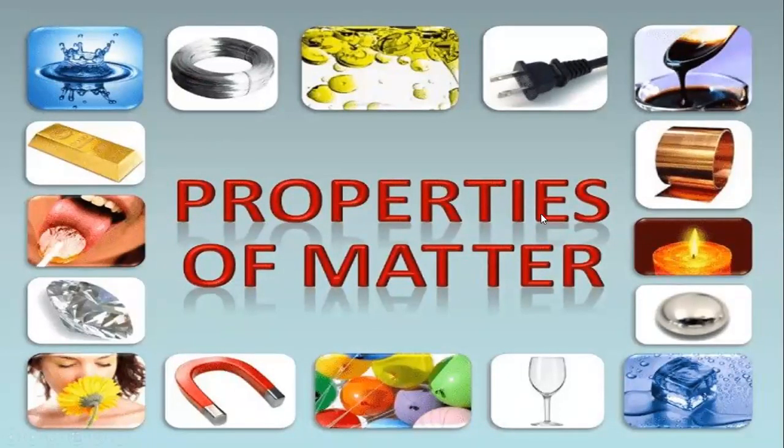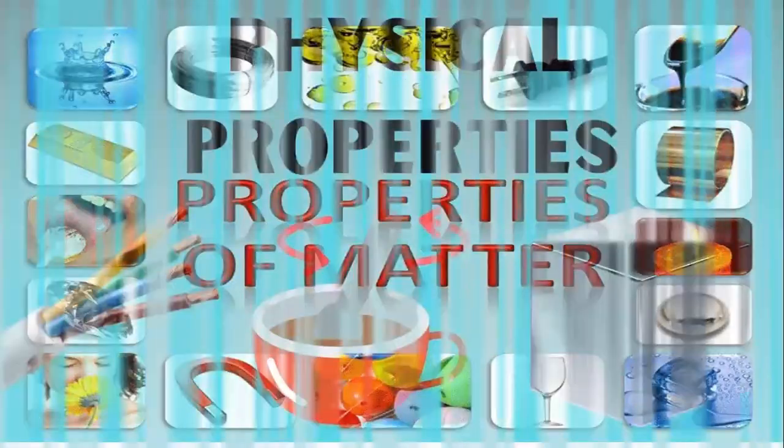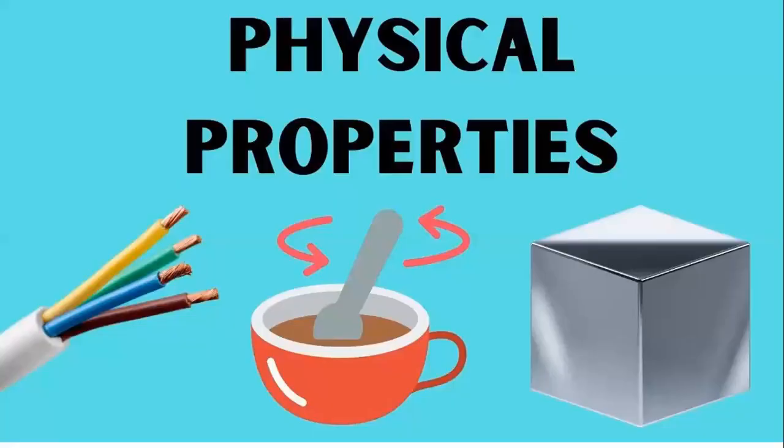Now, we will talk about properties of matter. What are the properties of matter? First is physical properties, and second is chemical properties. Now we will talk about physical properties of matter. What are the physical properties of matter?